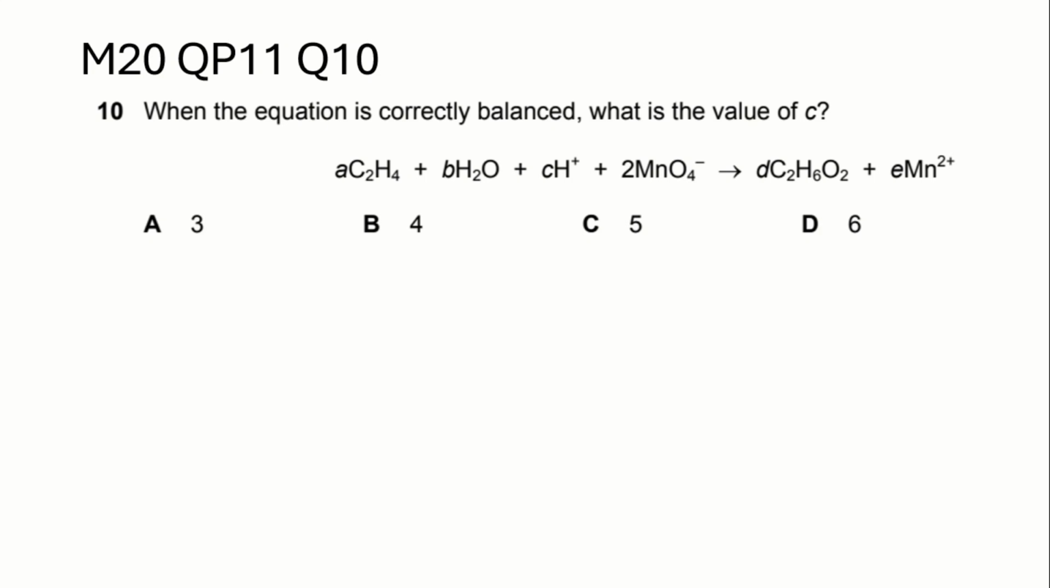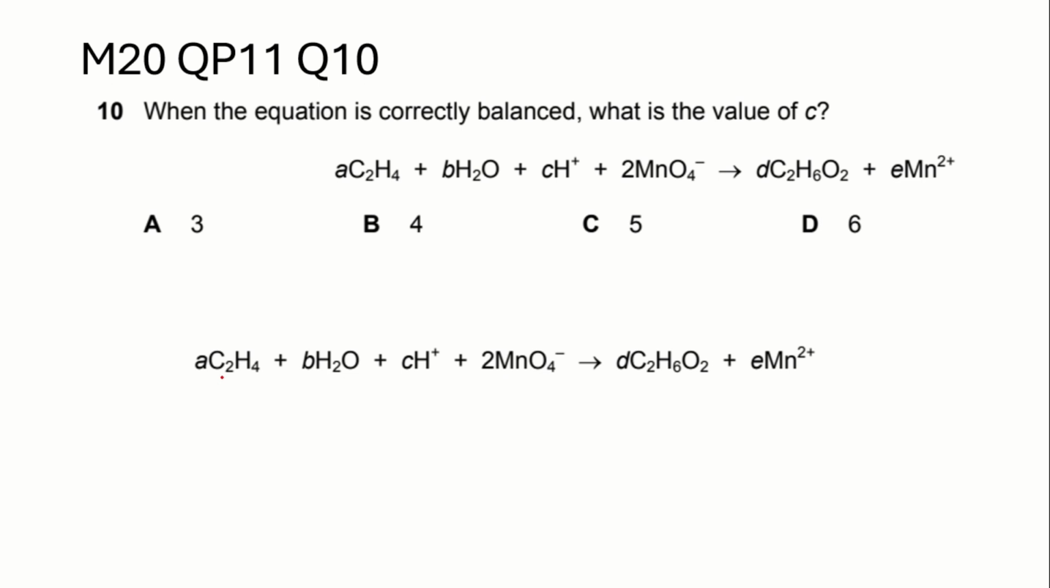This is question 10 from the March 2020 paper. We are given an equation and we want to balance it and find the value for C. I am going to copy this equation below the question so that I can show you the working. We have ethene being oxidized to a new compound and manganese 7 ion is reduced to manganese 2.